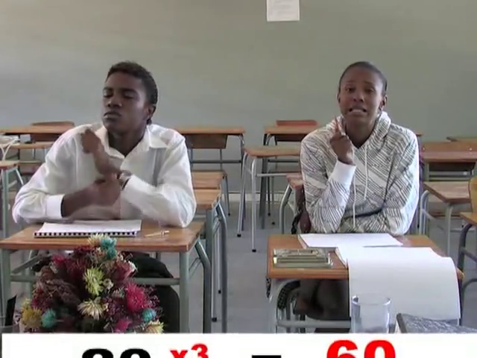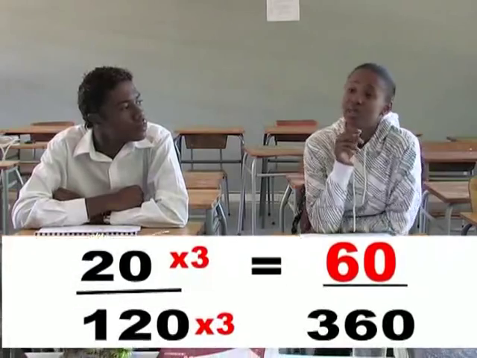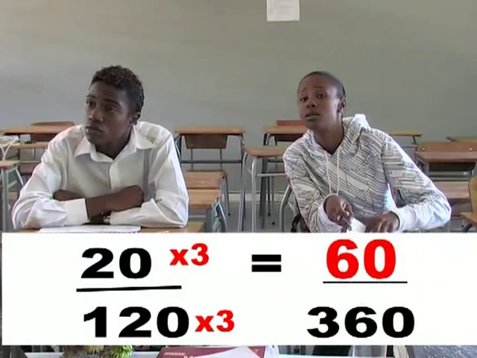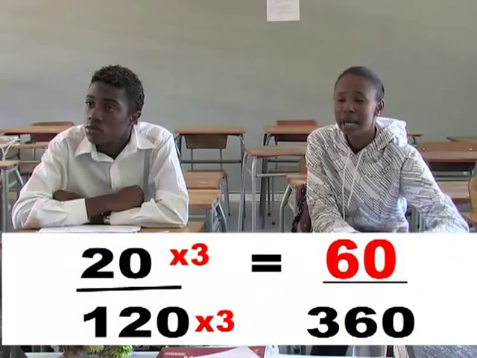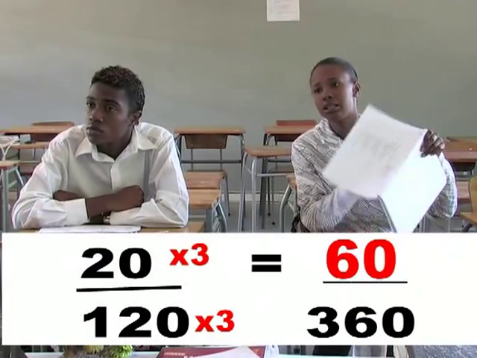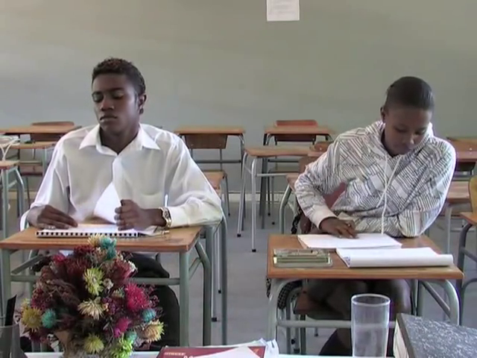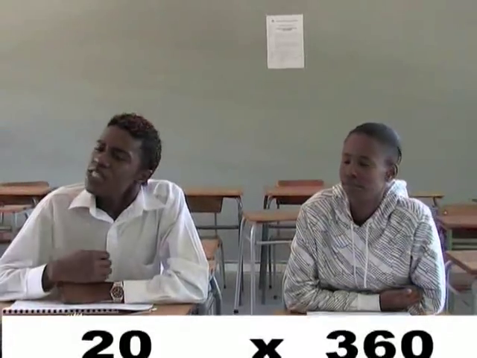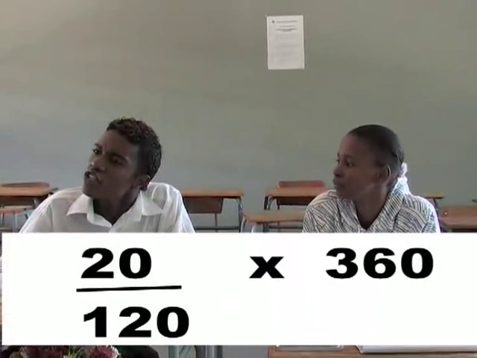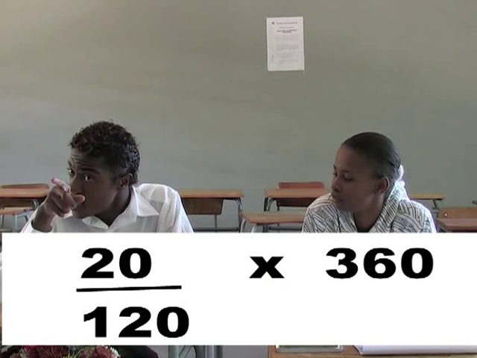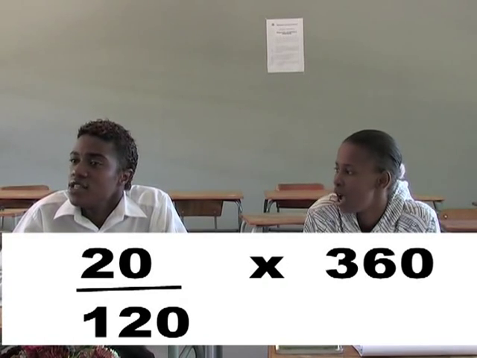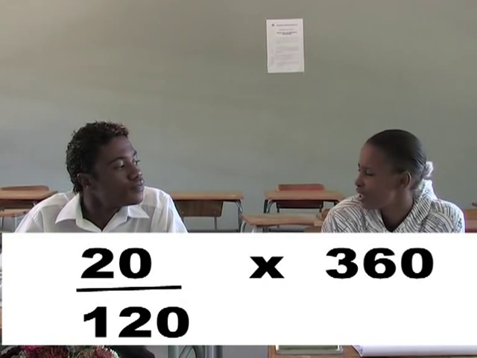It must be 60, since the denominator has increased 3 times, the numerator must also increase 3 times. And 20 times 3 is equal to 60. Excellent, but it's actually 60 degrees because we are working with angles. Can you see another way of doing the same calculation? I was thinking that you can multiply the fraction 20 over 120 by 360 degrees. That gives an answer of 60.